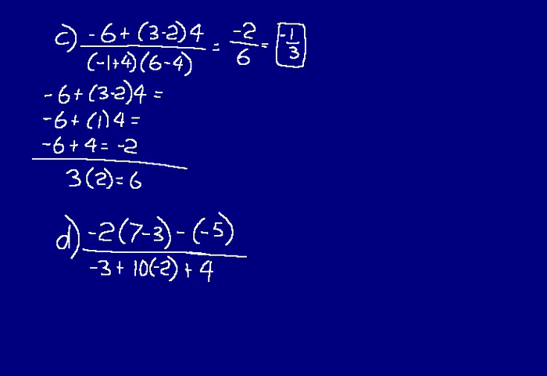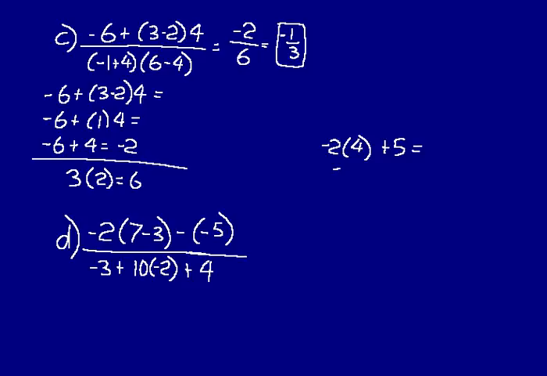Let's do one more problem. This one is also a fraction. We'll do it the same way that we did in C. We'll work on the numerator first, simplify that to one number, then simplify the denominator to one number, and then reduce that fraction as we need to, or if we need to. So let's work on the numerator. Let's just rewrite that numerator over here to the right. Negative 2. And then let's go ahead and do that operation. 7 minus 3 is 4. Negative 2 times 4. And then minus times minus 5, that would just be positive 5.